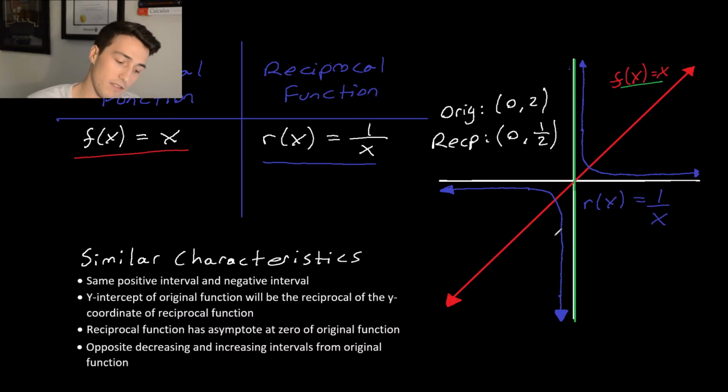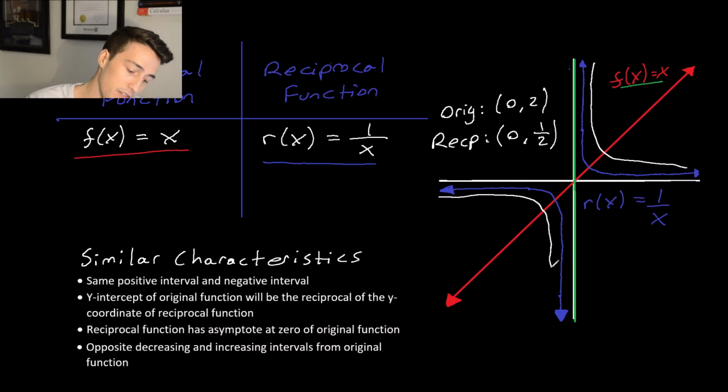And I think you can see that this function here has a slope that's actually negative. As we go further in the x direction, y is decreasing. So that means it's going to be a negative slope. And then similarly, over here, we also have a decreasing interval. So that's the only kind of opposite situation from the original function to the reciprocal function, where we have opposite decreasing and increasing intervals from the original function.